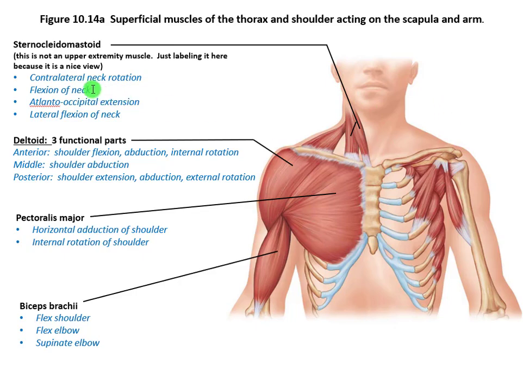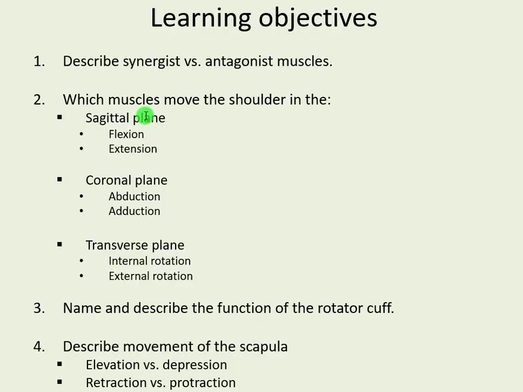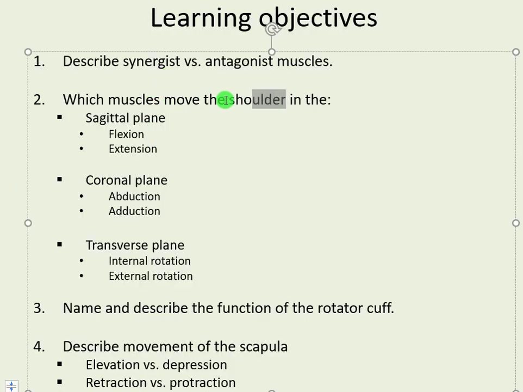It also creates flexion of the neck and atlanto-occipital extension. Again, it's a fancy sounding term, but it means atlas and occiput. It creates extension right there at the occiput and the atlas. And the last thing it does is a coronal plane function: it creates lateral flexion of the neck. So again, our learning objectives really consist of the muscles of the shoulder for this video, but like I said, I just wanted to throw in sternocleidomastoid. We'll see it again later.